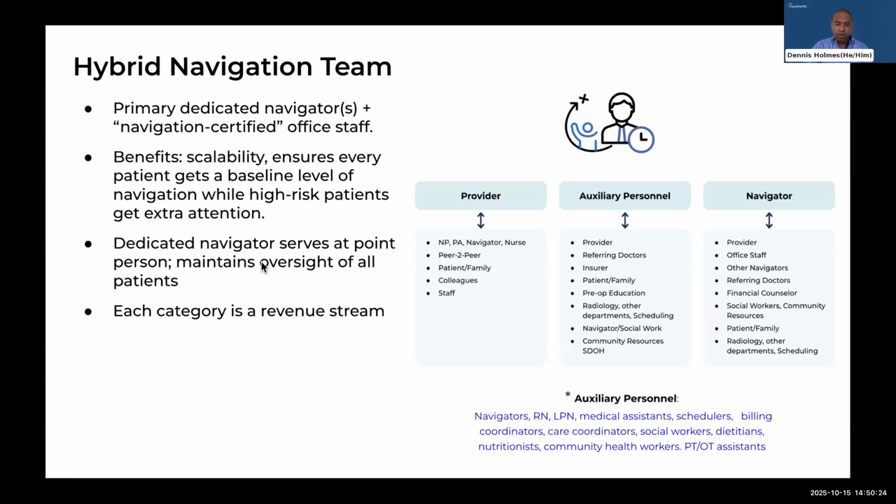And what's most important, at least in the context of revenue generation, about this model is that every category is a revenue stream. You can capture the revenue for the work of the physician who communicates with various people in his or her role. You can capture the revenue for the work of the auxiliary personnel who, like the navigator, communicate with a broad range of people. And of course, if you have the dedicated navigator here, they would do the same. And all of them are a source of not only quality and value for the patient, but revenue for your practice.